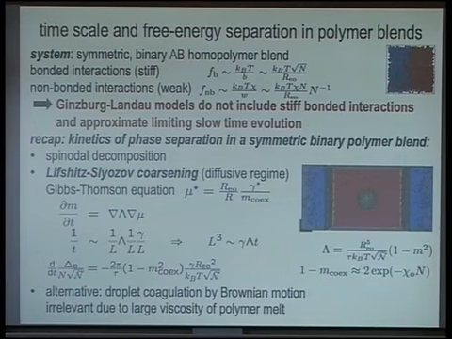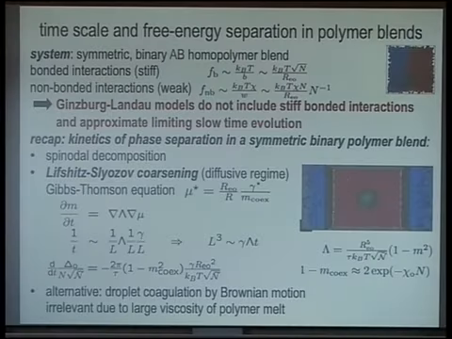Why is it slow? Well, it's slow because of two things. First of all, if you look at the Onsager coefficient, as I said, it's proportional to phi a times phi b. And inside of this pure red domain, the concentration of the blue phase is just very low.